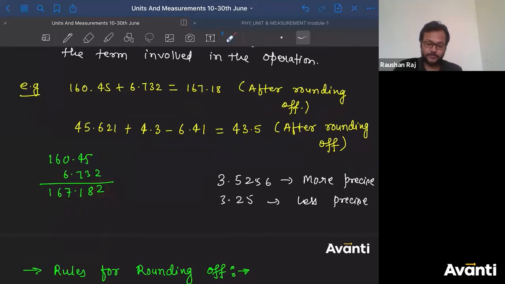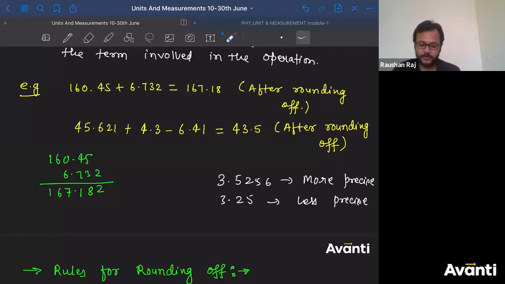So expressing a significant digit to a particular estimated position, or to a particular position to the right of the decimal, is called rounding off. What do we call it? Rounding off. So I have a number with 3 decimal places, but I have to express it up to 2 decimal places only. So I'll do the rounding off. How do we round off?